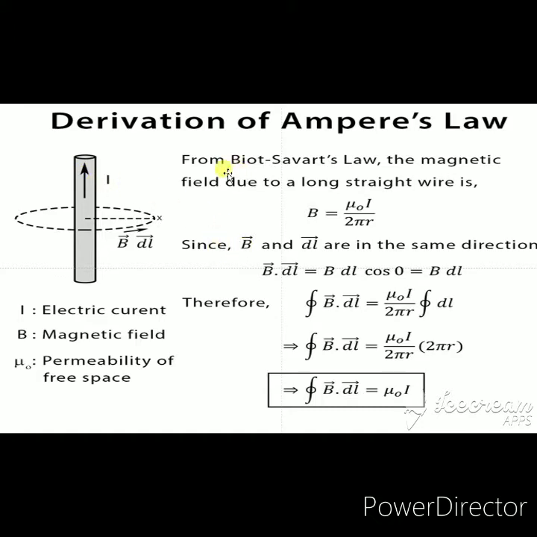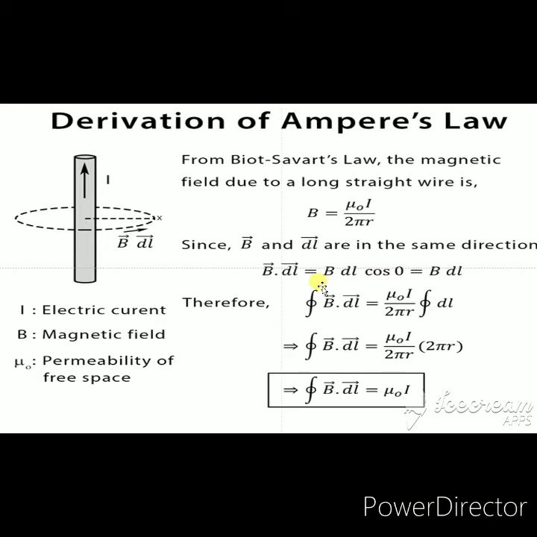So B is equal to mu 0 I upon 2 pi r, where 2 pi r is the circumference of the circle, r is the radius, mu 0 is the permeability of free space, and I is the total current flowing through the wire. Since B bar and dl are in the same direction, B dot dl is the dot product of B bar and dl, which is B dl cos 0. We all know that cos 0 is equal to 1.